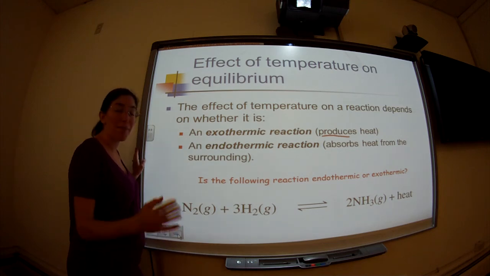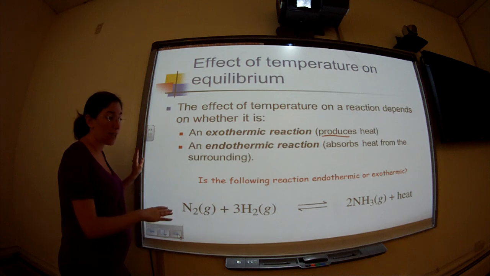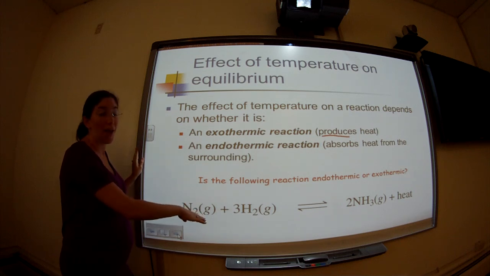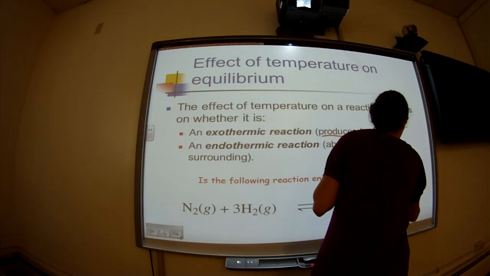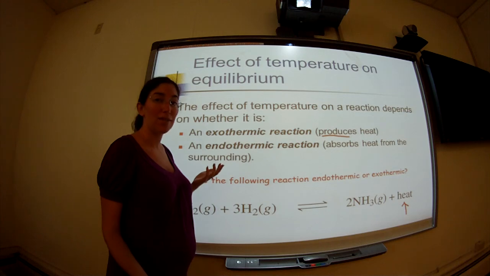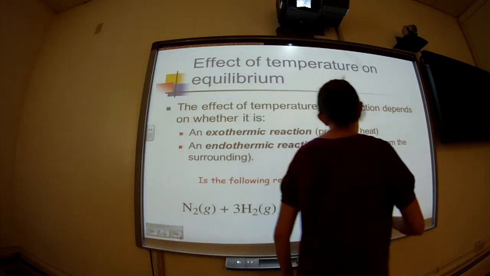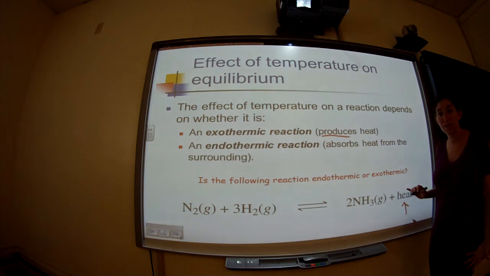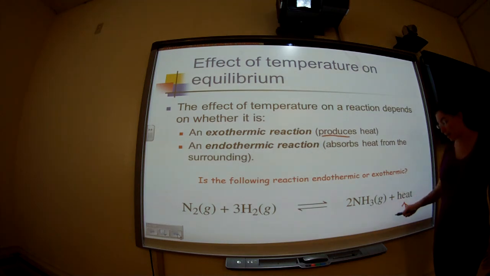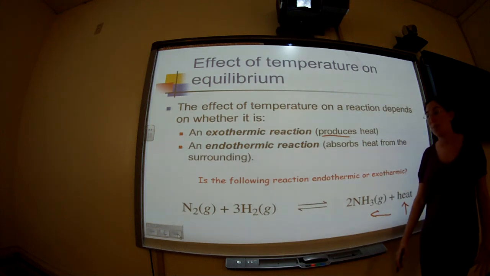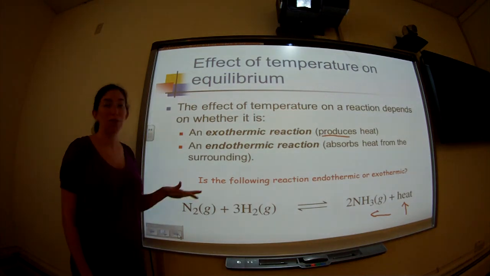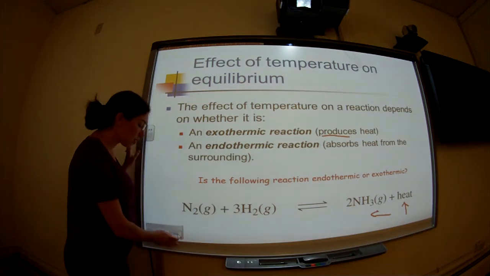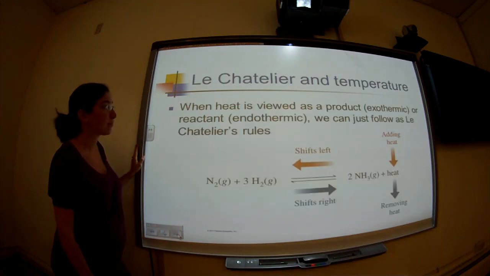And that makes a difference, because if you take an exothermic reaction and you add heat to it, that's a stressor. It's like adding product. So if you add heat, which way is the reaction going to go? Since heat is a product, if you add heat, it's going to shift to the left. But if heat was a reactant and you added heat, it would shift to the right. Does that make sense? We're going to work some examples.